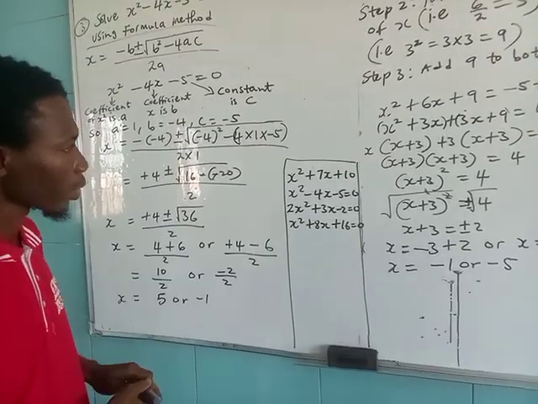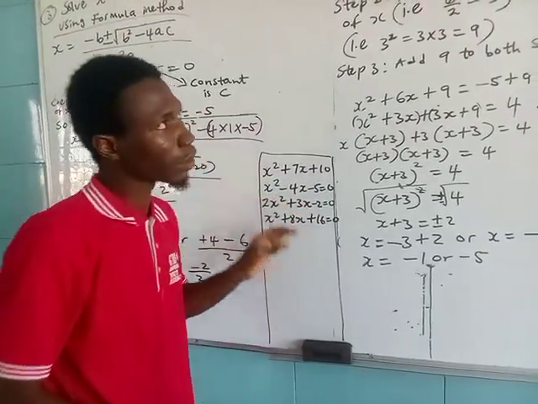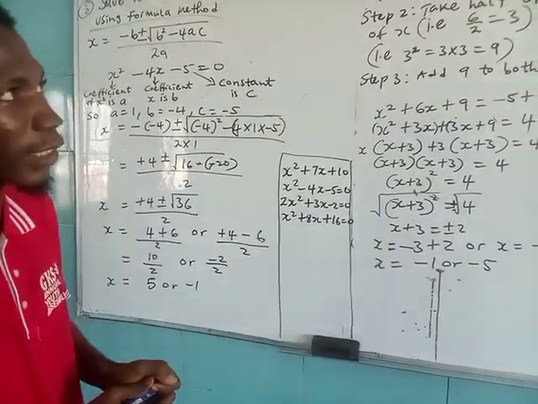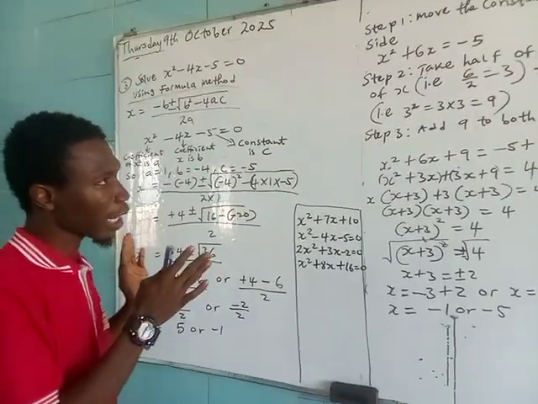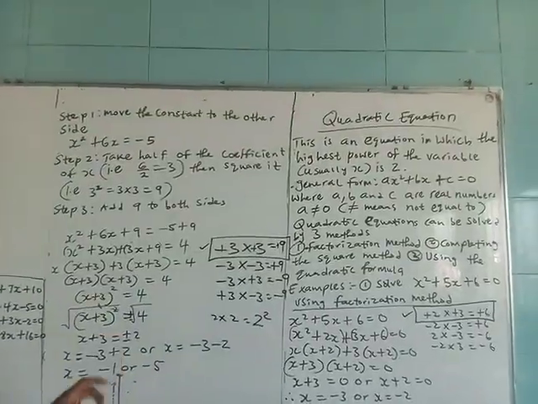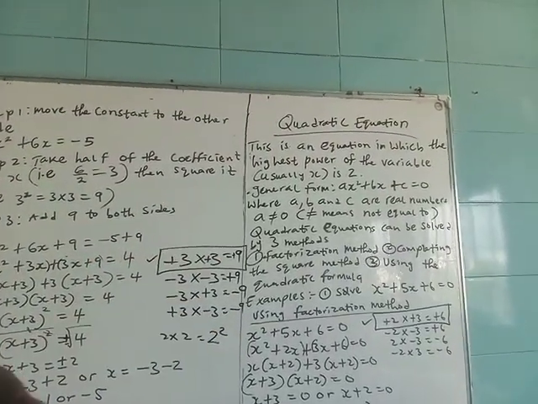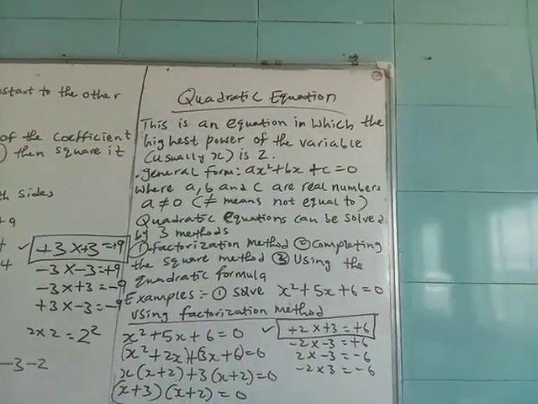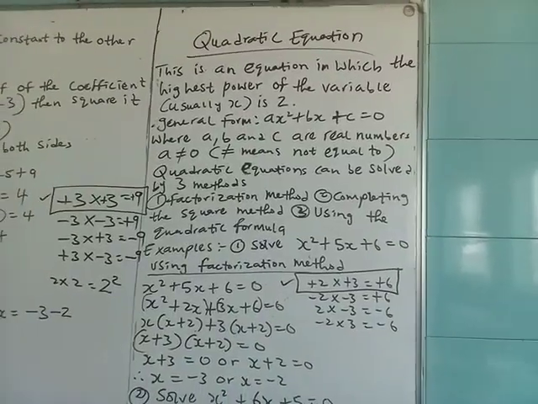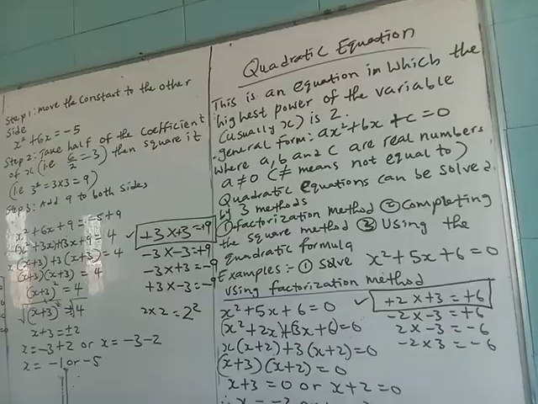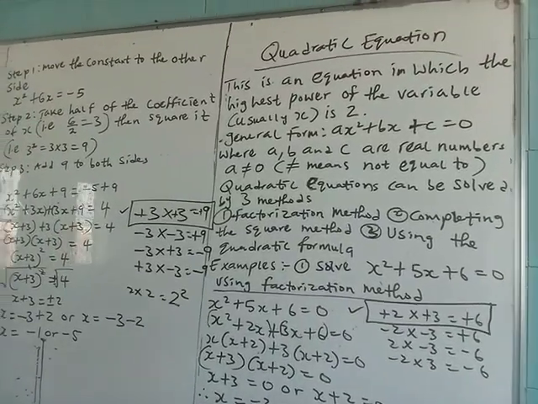So at this point, a quadratic equation, like I said before, is an expression with an equal sign in which the highest power of the variable is 2. So therefore, we are going to stop here on this topic.